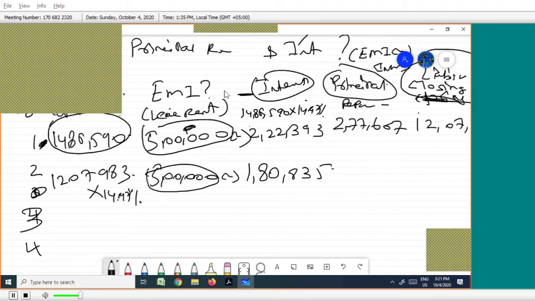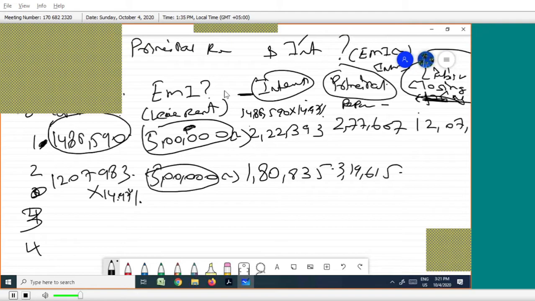EMI, the lease rent, is 5 lakh minus interest, and the balance is my principal repayment. Out of 5 lakh rupees I am paying 1 lakh 80,835 as interest, and the balance is principal. 5 lakh minus 1 lakh 80,835 is 319,615, my principal repayment.